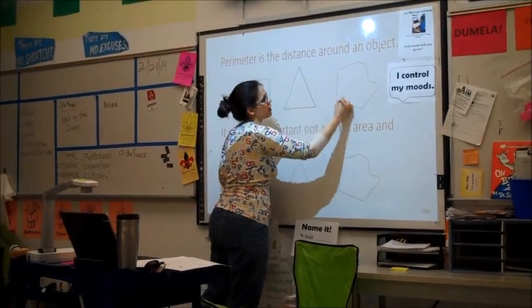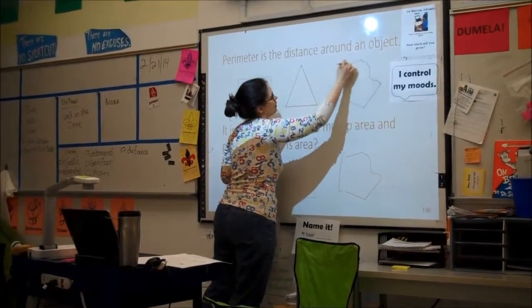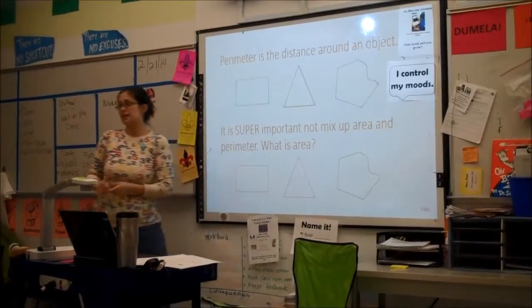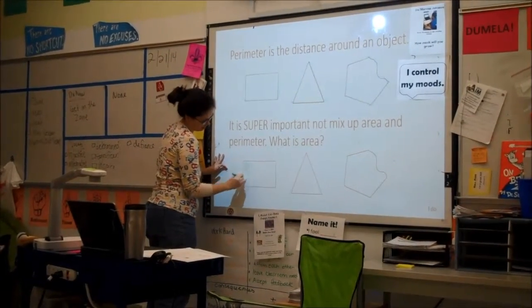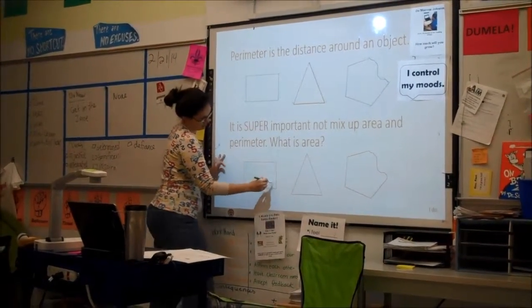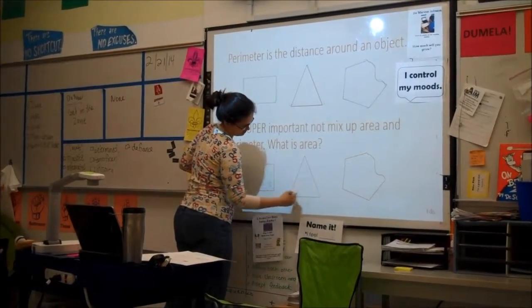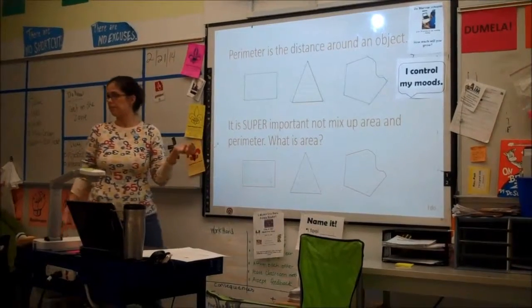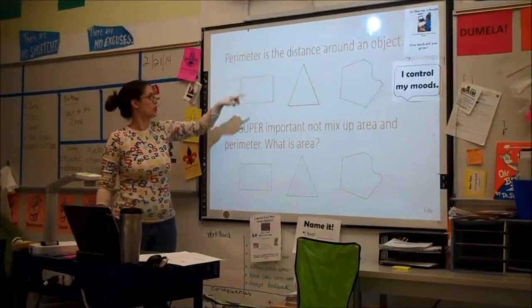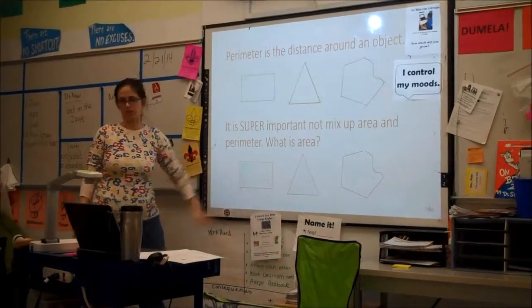It's super important you don't mix up perimeter with area. You want to mix it up because it has to do with shapes, but the area is not the perimeter. The area is this part. Right? They're not the same. Perimeter, you go around. Area, you cover the inside.